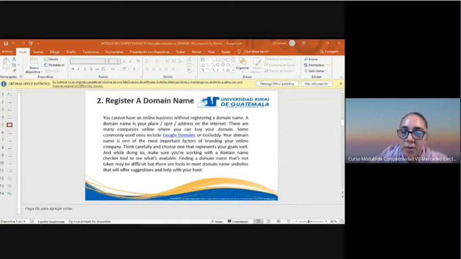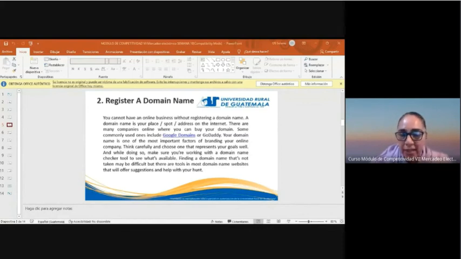And while doing so, make sure you're working with a domain name checker tool to see what's available. Finding a domain name that's not taken may be difficult, but there are tools in most domain name websites that offer suggestions and help you. So this is really, really important. If you have your web page built and your application built, you need to find out if the name that you already have for your company exists in all these domains. That's why you need to do research.